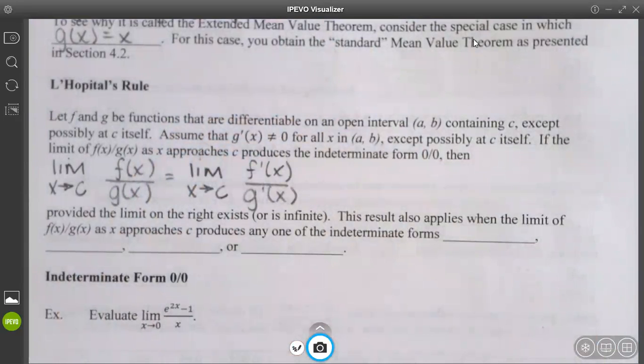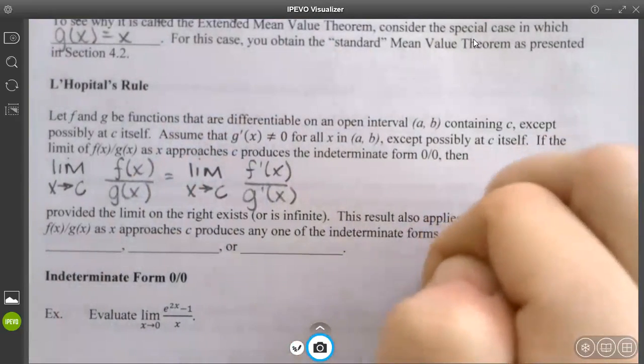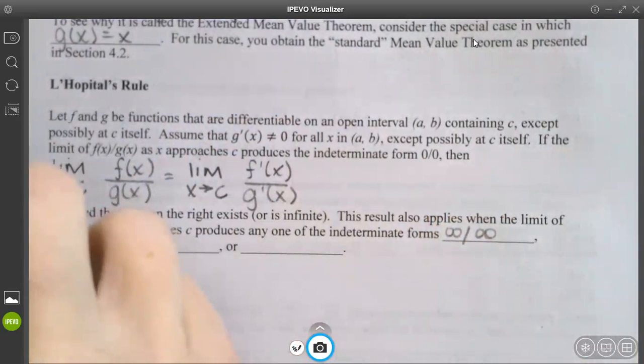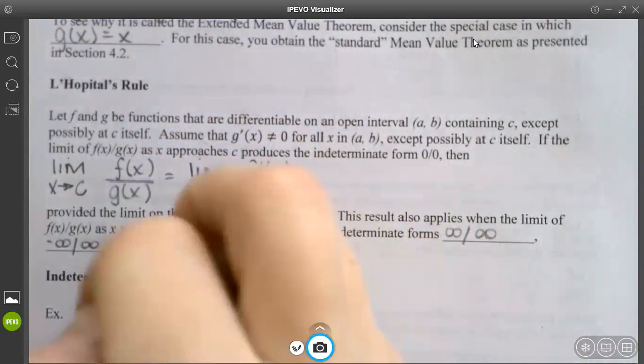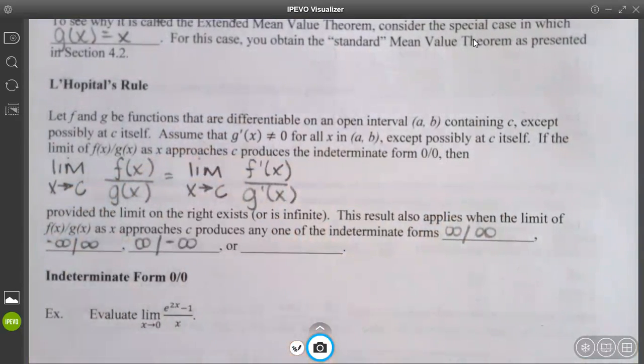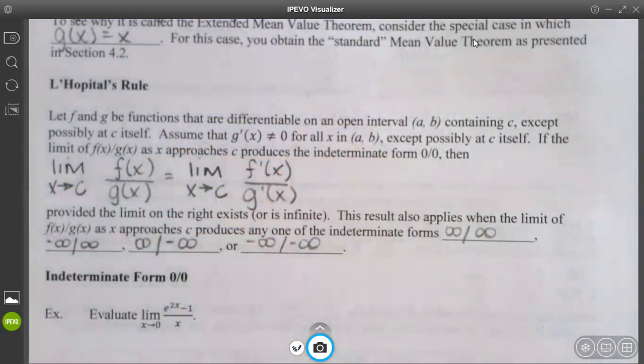This result also applies when the limit of f of x over g of x as x approaches c produces any one of the indeterminate forms. So these are all the indeterminate forms. Infinity over infinity, negative infinity over positive infinity, positive over negative infinity, and negative over negative. So we're going to start with 0 over 0.